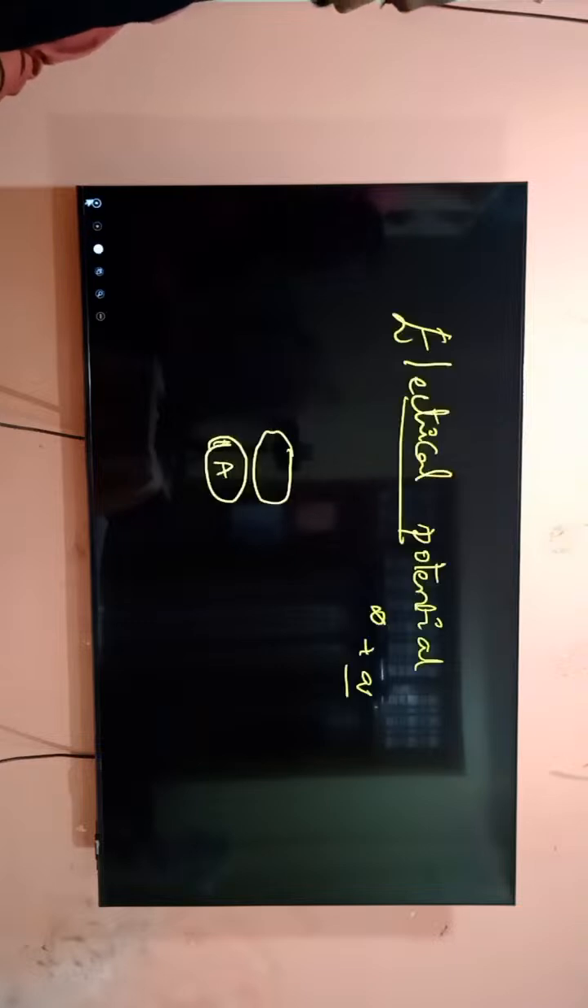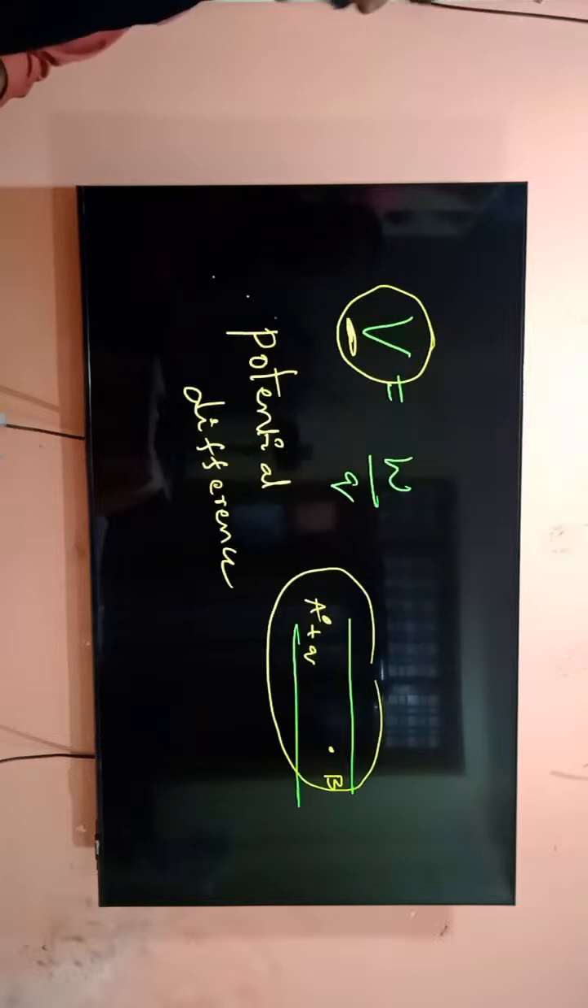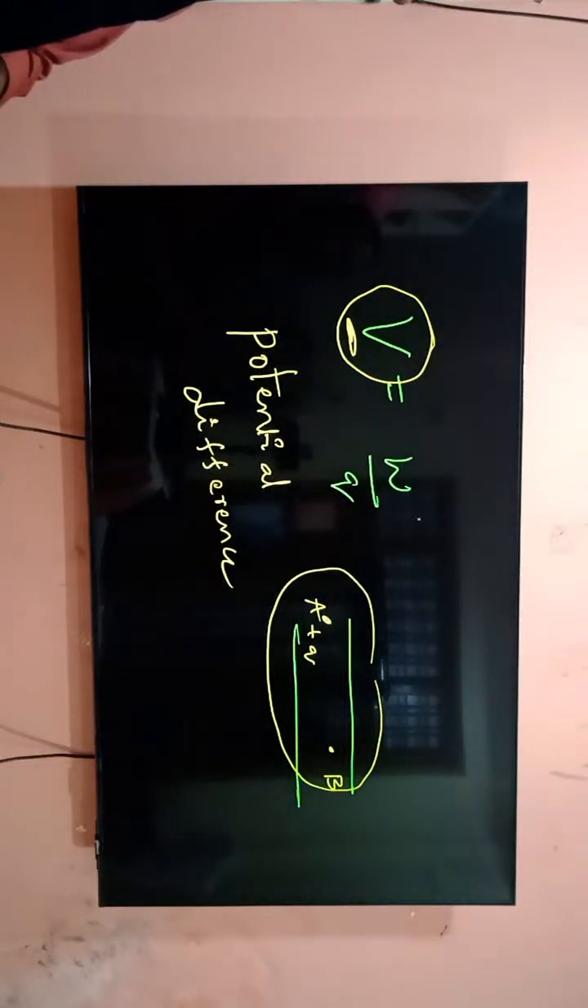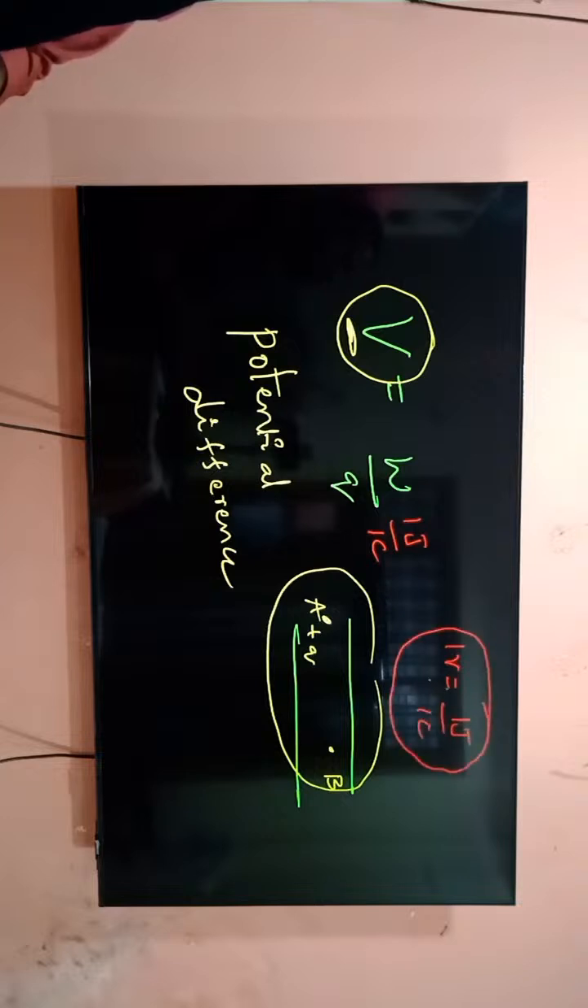So here you can see the SI unit we will discuss. So what is the SI unit? Potential difference, here 1 joule by 1 coulomb. So 1 volt is defined as 1 joule of work done to bring 1 coulomb of charge from one point to another point. That is electrical potential. So I hope it is clear to you.